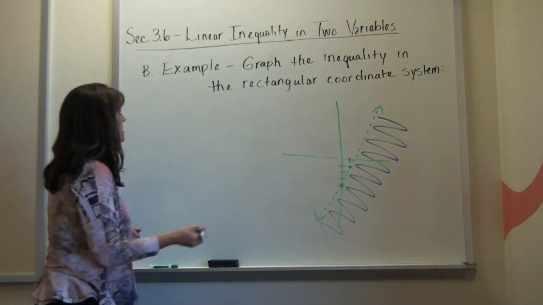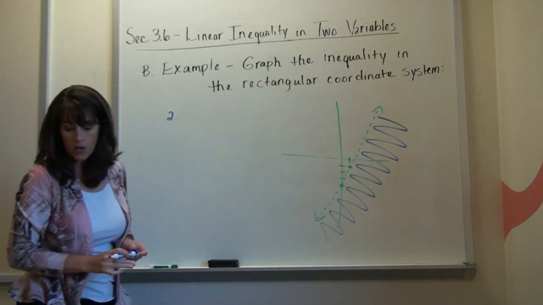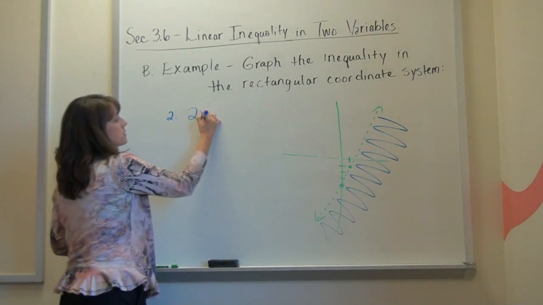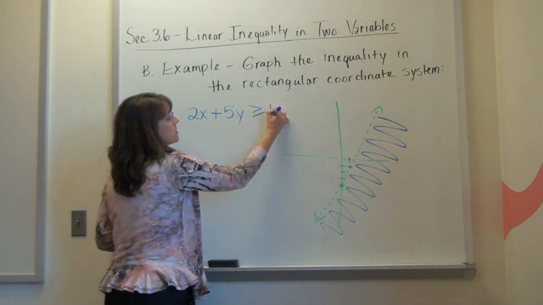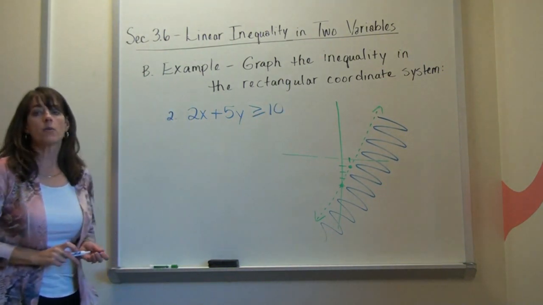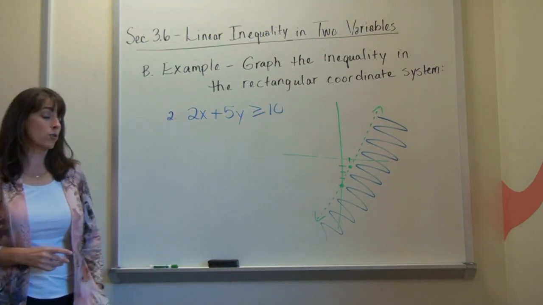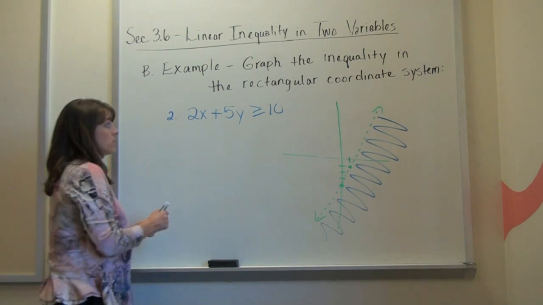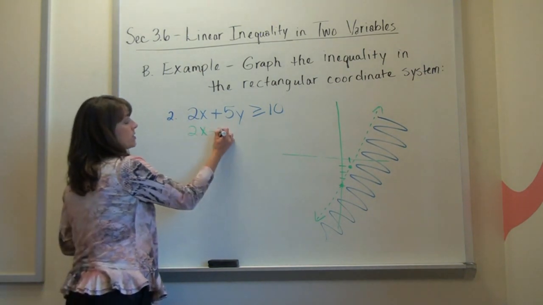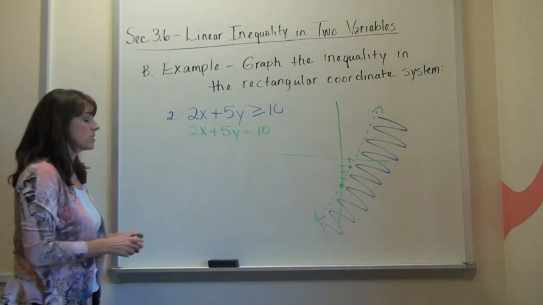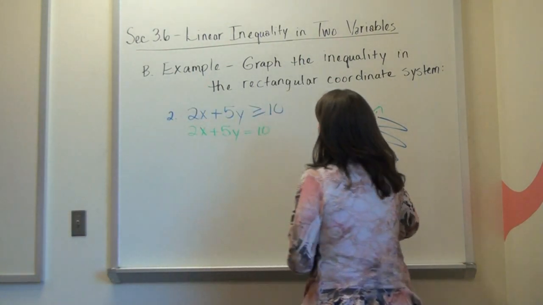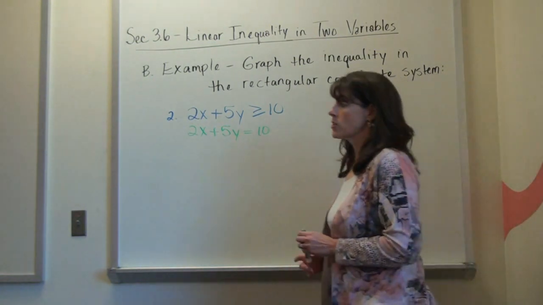And this time, let's try this one: 2x plus 5y, and it's going to be greater than or equal to 10. Now remember, the first thing that I have to do is graph this as if it was an equation. I need to graph the line that would go with this. So if I look at it as an equal sign instead of an inequality symbol, that will allow me to graph the line. Now remember, there's several ways to graph the line.